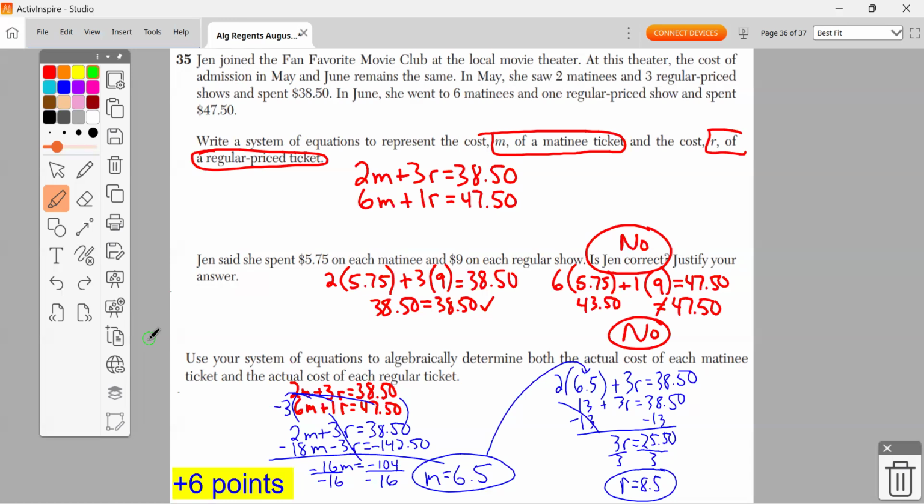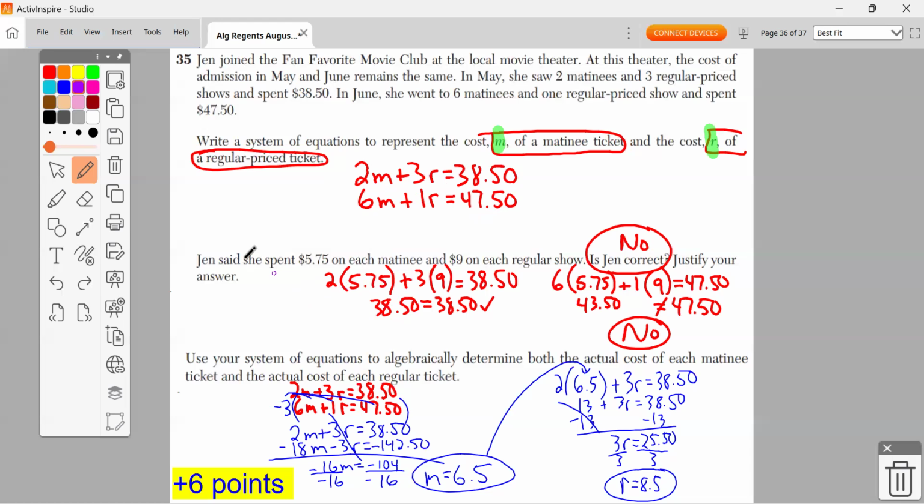Write a system of equations to represent the cost M of a matinee, you have to use the letter M, and the cost R, you have to use the letter R, of a regular price ticket. If you don't use M and R, you can't get credit. So we have 2 matinees, 2M plus 3 regular, 3R for $38.50, 6M plus 1R for $47.50. Here's your system. That gets you 2 credits right there.